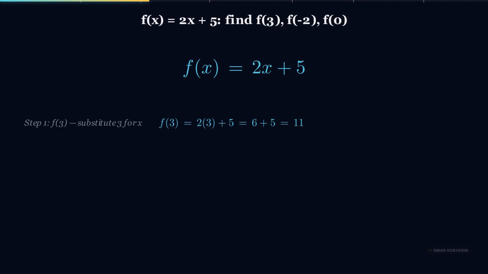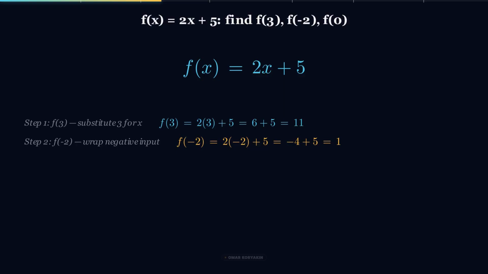Step 1. Evaluate f of 3. Substitute x equals 3 into the rule. Replace x with the quantity 3 in parentheses. f of 3 equals 2 times the quantity 3 plus 5. Compute 2 times 3 equals 6, plus 5 equals 11. So f of 3 equals 11. Step 2. Evaluate f of negative 2. Substitute x equals negative 2. Replace x with the quantity negative 2 in parentheses.